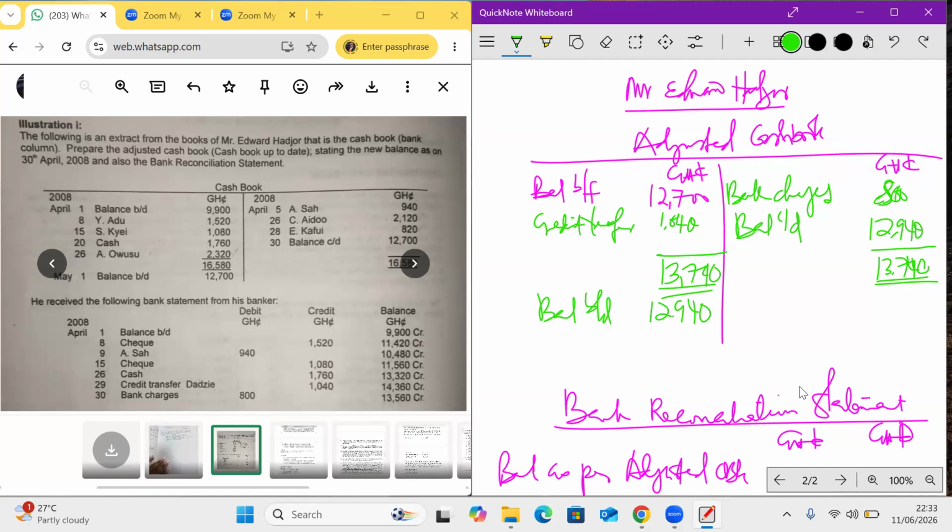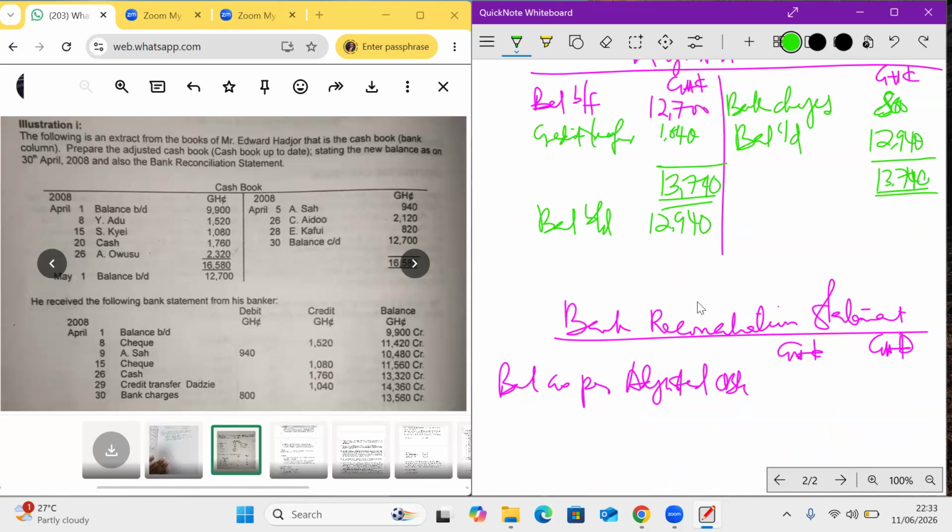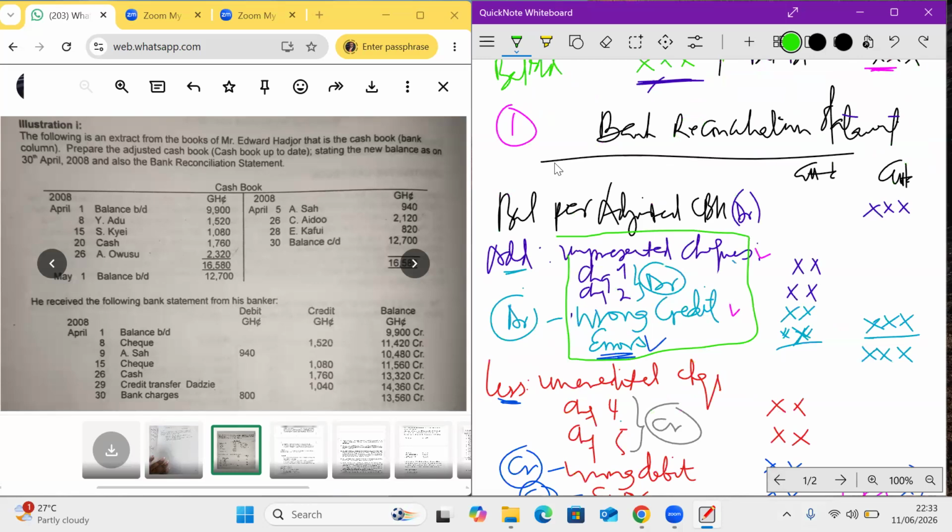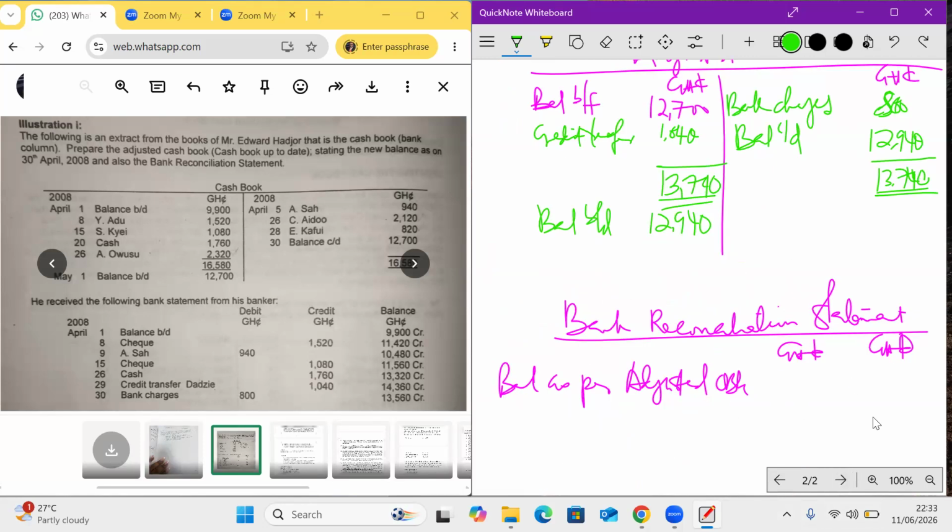Are you good? Then, is the balance on the debit side? Yeah, the balance is on the debit side. So if it's on the debit side, then we'll be going by the first BRS format. Balance as per adjusted cash book, 12,940. Won't you write debit or credit for this one? If you want to write debit, you can write it.